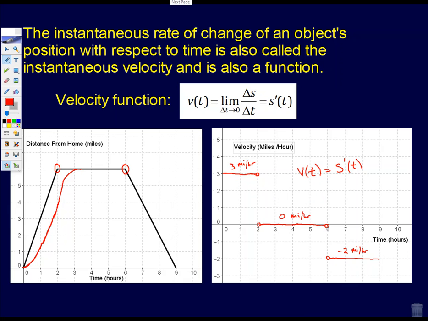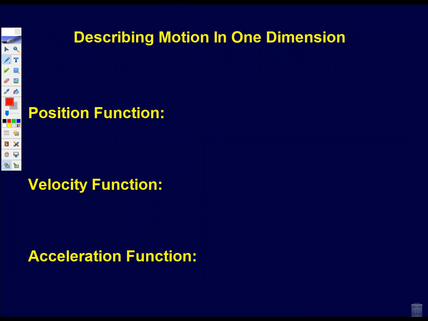So let's summarize this by making a list of the 3 characteristics of motion that can be described with equations like this. The first is our position measuring function. I usually label the position function S, and it tells me the when and the where. It tells me where the particle is and when it is there.